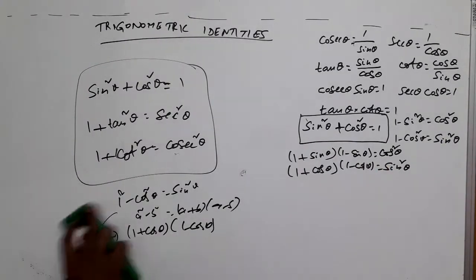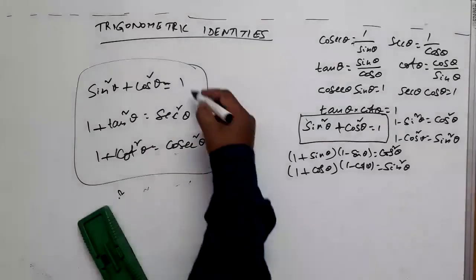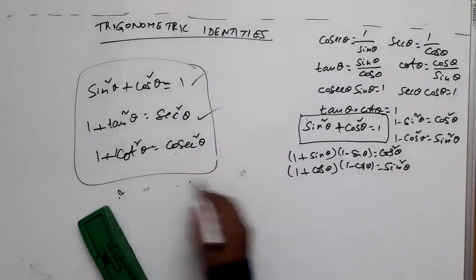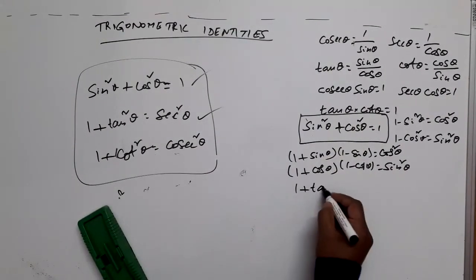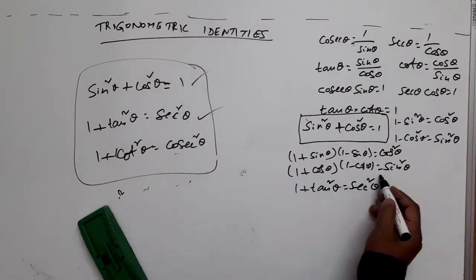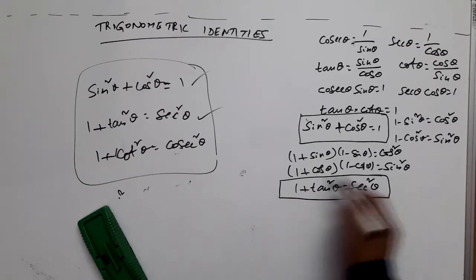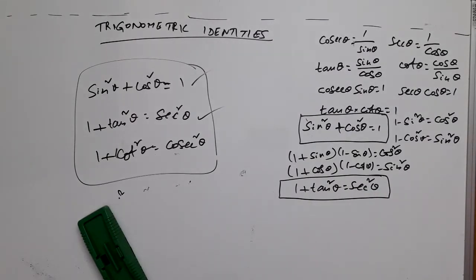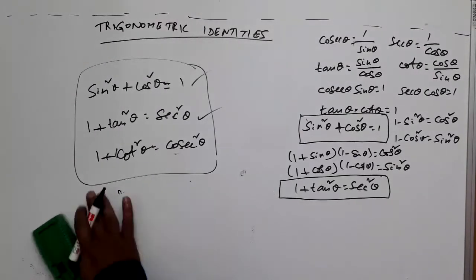In the same way, see, let us go to this, this one we have seen. Now let us see this. 1 plus tan square theta is secant square theta. This is the second identity. 1 plus tan square theta is secant square theta. From this, what inferences can I have? Yes.